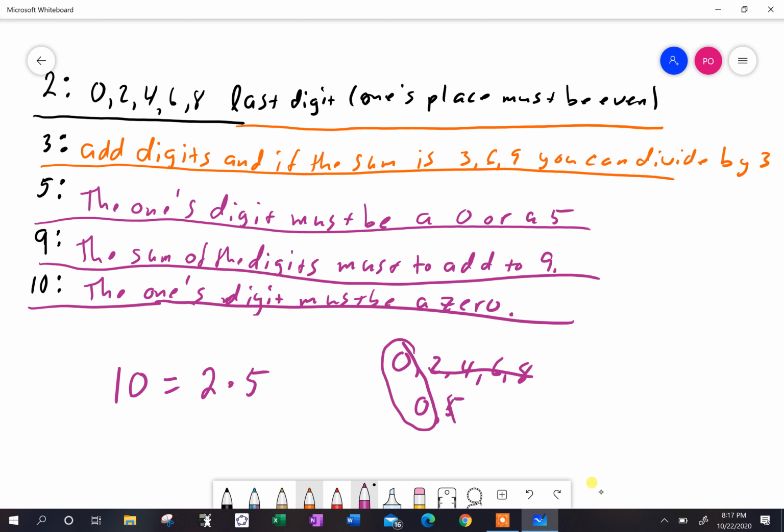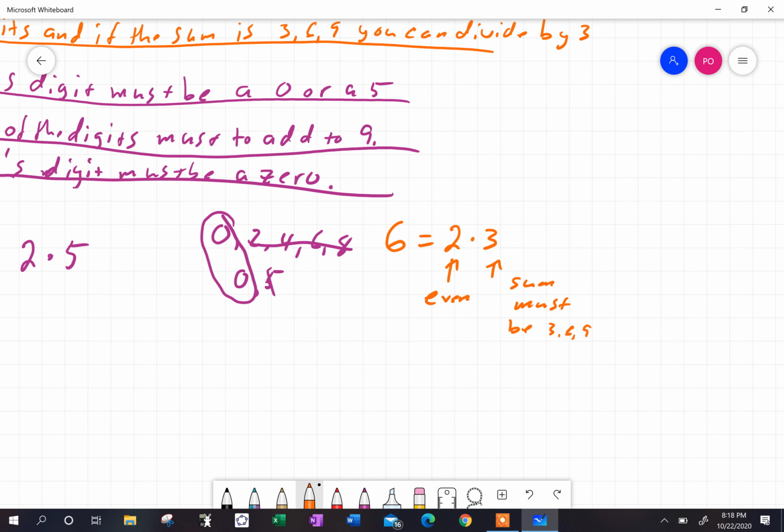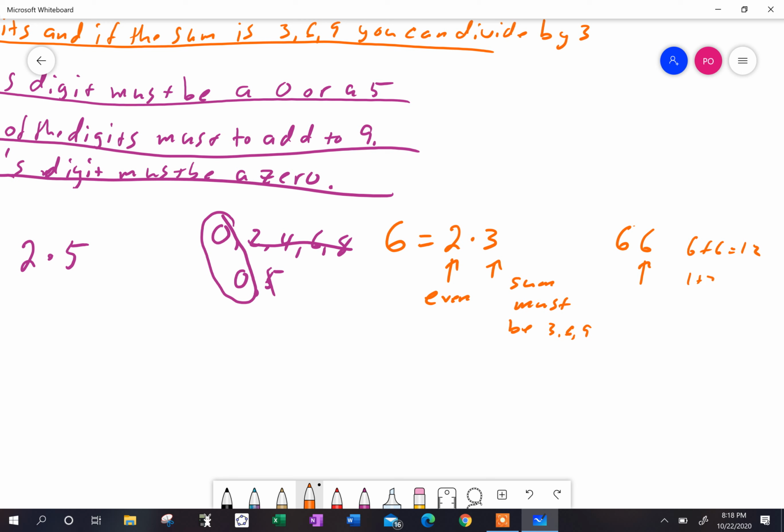And there's one other one I want to show you. 6 is equal to 2 times 3. That means that the last digit must be even, and the sum must be 3, 6, or 9. So, for example, I know that 66 can be divided by 6. And that makes sense because the last digit is even, and 6 plus 6 equals 12, and 1 plus 2 equals 3. So it's divisible by 3, and it's divisible by 2.